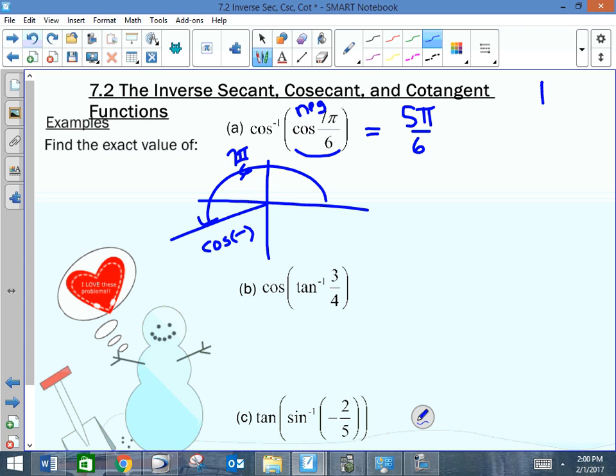Remember, cosine is the weird one where we are here for positive cosine and here for negative cosine. Because remember, all students take calculus, the cosine is positive here, so that's why we got to move to different quadrants.